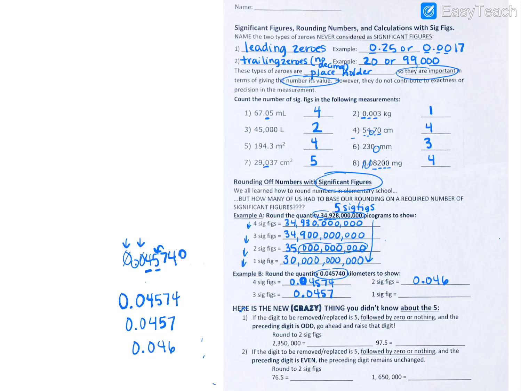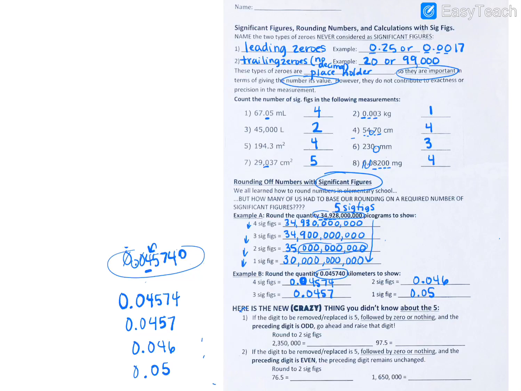And then lastly, when we do 1 sig fig, remember I'm always going back to the original measurement, okay, to do my rounding. So this time I'm going to get to keep 1 sig fig, which means that I'm only going to keep my very first sig fig, which is going to be the 4. So I'm going to have 0.0, but this 4, the 5 will round up the 4. So this will be 0.05.